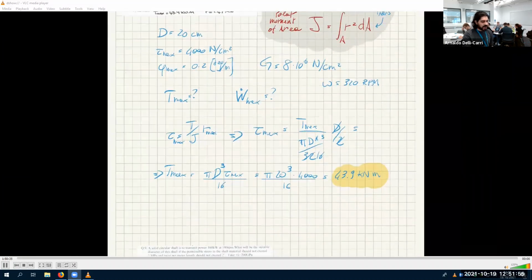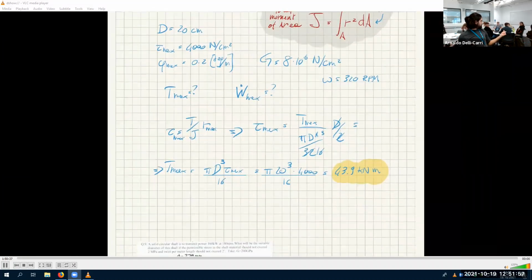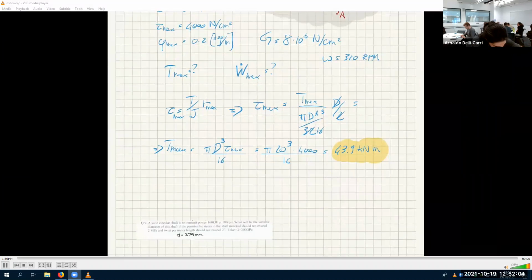And finally, the power. What is the equation of power? Power equation? Torque times angular speed. Okay, so we have the maximum power is just maximum torque times omega.